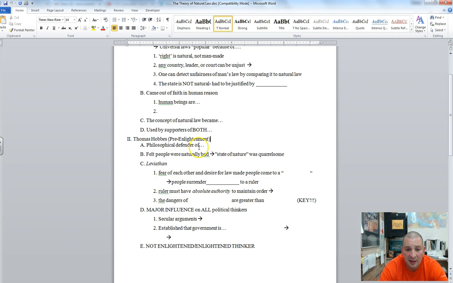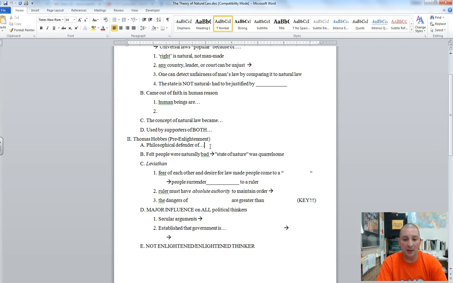Okay, Hobbes is the philosophical defender of what government system? That's right, absolutism, I'm hoping. He felt that people were naturally bad, that our state of nature was quarrelsome, that we were evil and greedy. His book, The Leviathan, was published in 1651. Does anybody remember during what event, during what era he was writing and publishing? The English Civil War, correct? He was a defender of the Stuart monarchy.